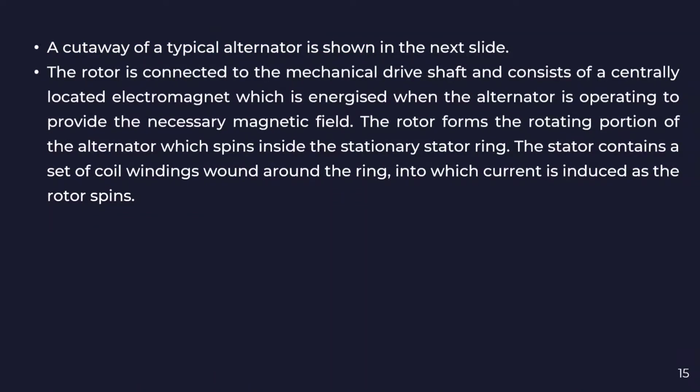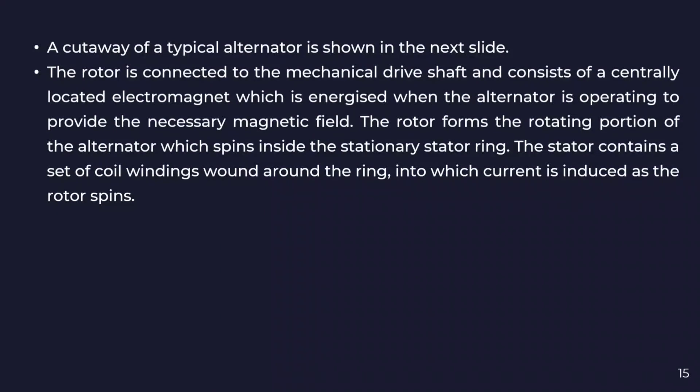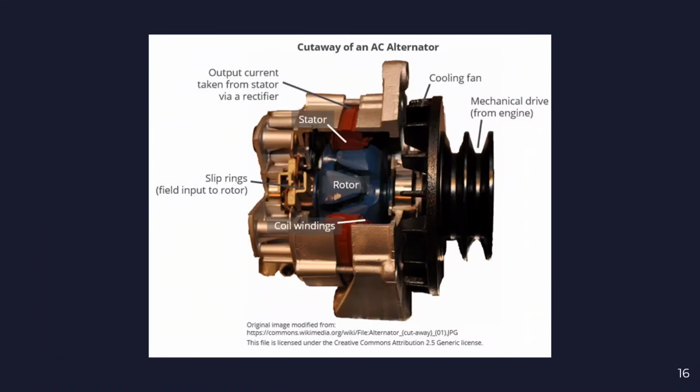The rotor is connected to the mechanical drive shaft and consists of a centrally located electromagnet which is energized when the alternator is operating to provide the necessary magnetic field. The rotor forms the rotating portion of the alternator which spins inside the stationary stator ring. The stator contains a set of coil windings wound around the ring into which the current is induced as the rotor spins. This image shows the cutaway of the AC alternator.